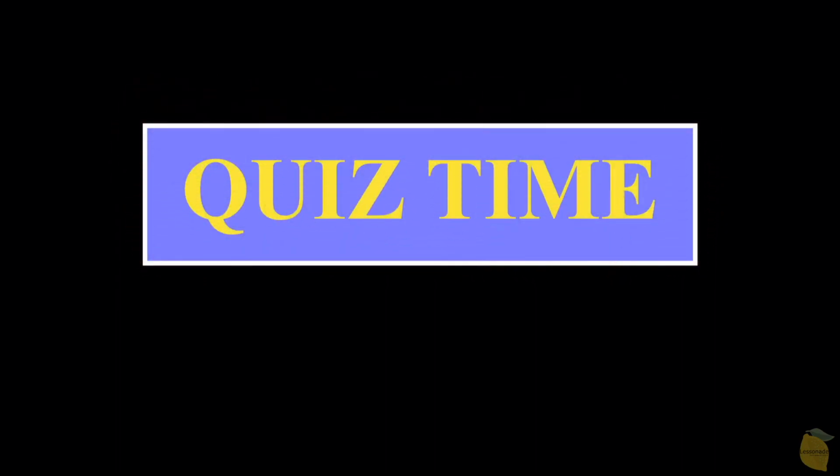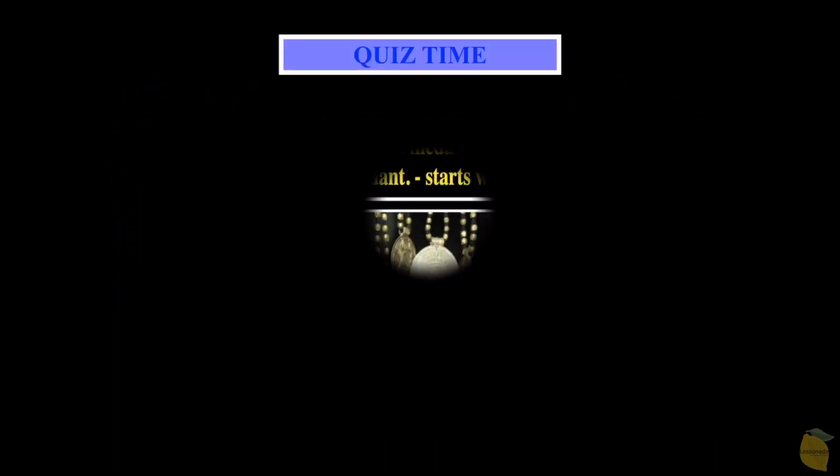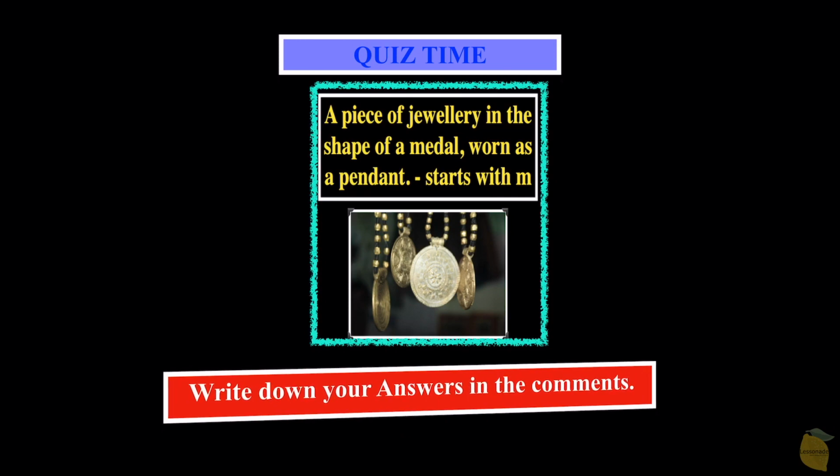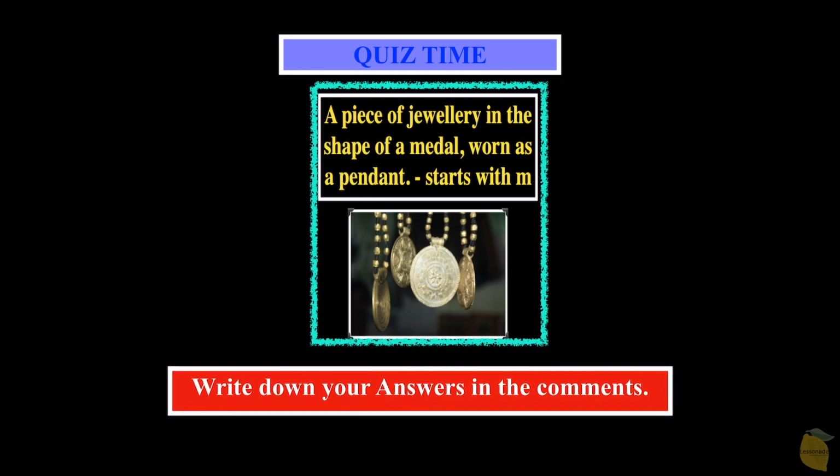Now we're at the quiz, so it's quiz time, and be ready to answer in the comments below. The first question we have is a piece of jewelry in the shape of a medal worn as a pendant. Starts with M. In this picture, we see a jewelry and the pendant is obviously in the shape of a medal. And once again, write your answers in the comments below.